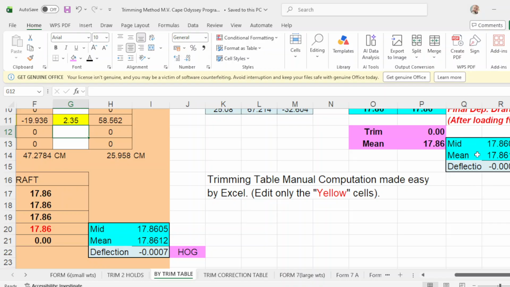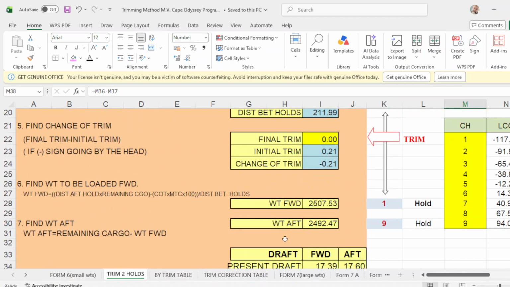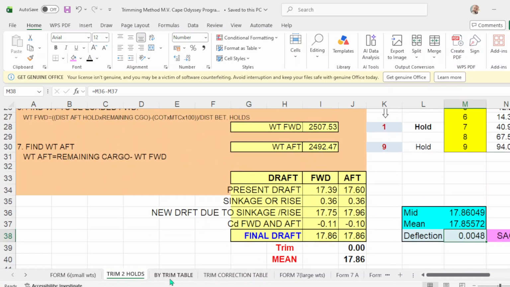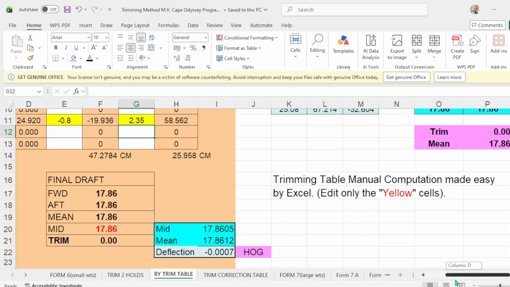Okay, adjust this one. Deflection is 0. A little bit more. Then here it's the same. Okay, press enter. So that's program number 1, program number 2, and program number 3. Okay, which is this one.